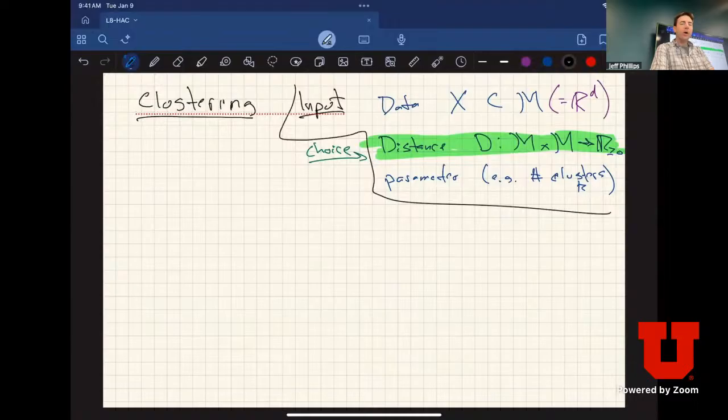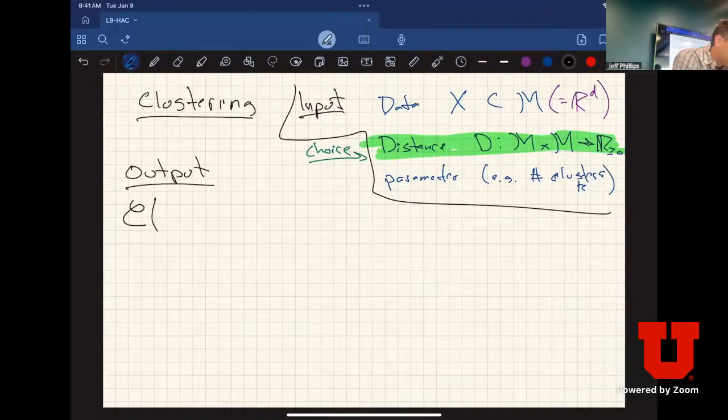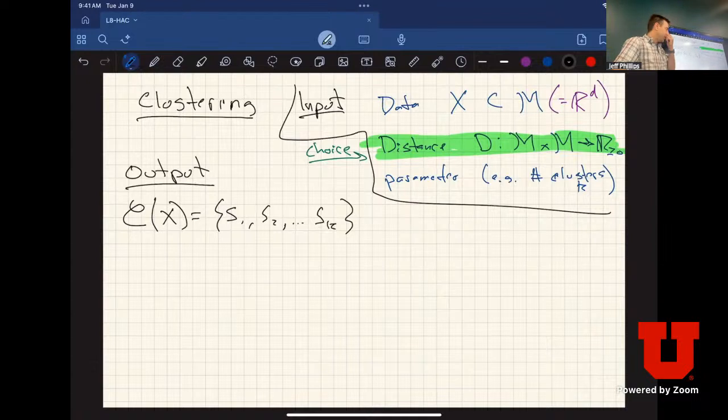Okay, and then what is it we want to be doing? Well, the output is going to be a set. A clustering of X will look like a set S1, S2, up to SK, right? So this is going to be a set of clusters. And if we specify a K parameter, there will always be K of them. Okay, and what properties do these have?